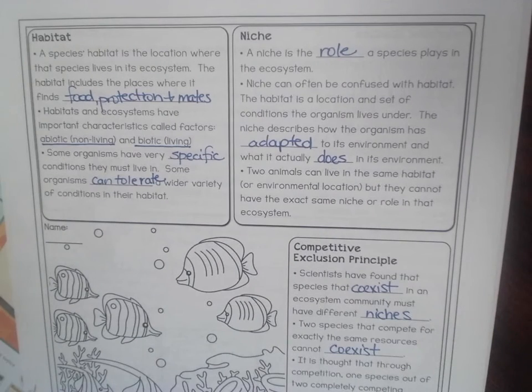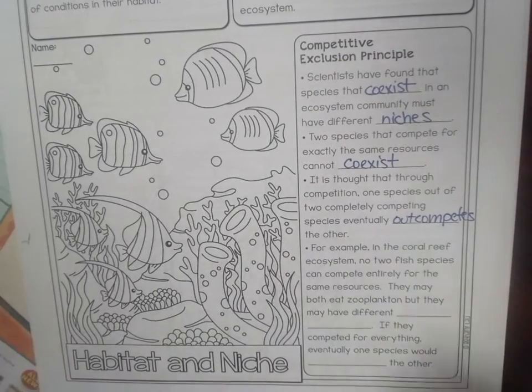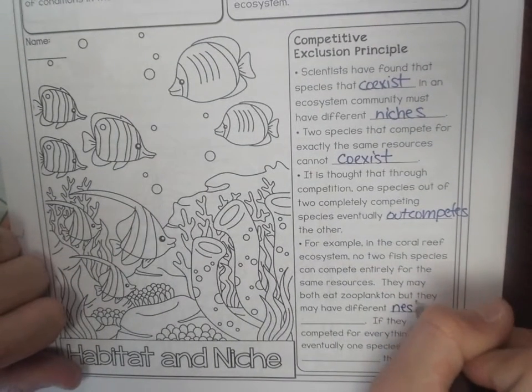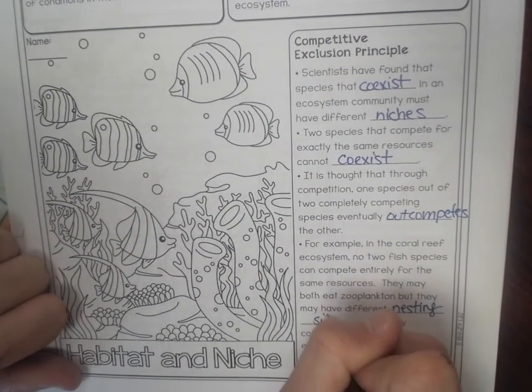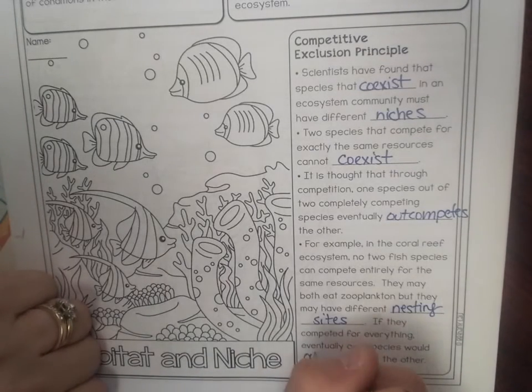For example, in the coral reef ecosystem, no two fish species can compete entirely for the same resources. They may both eat zooplankton, but they may have different nesting sites. If they competed for everything, eventually one species would outcompete the other.